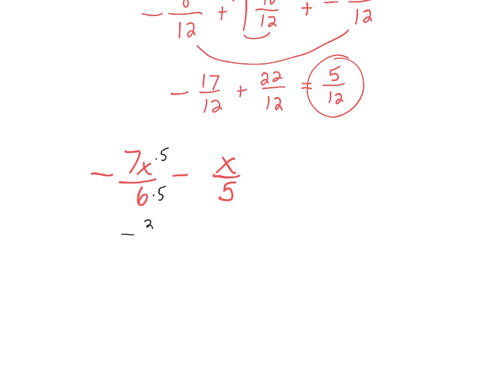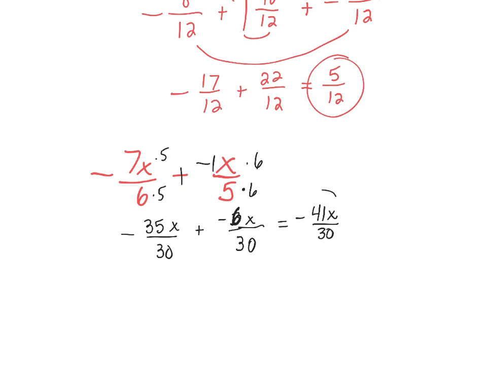So that's going to be negative 35x/30. I'm going to do keep change opposite. Multiply this by 6 and this by 6. And we get negative 6x/, oops, that's not a 6. Negative 6x/30. So what do we get when we add those together? Negative what? 41x/30? Okay, and that's our final answer. We do not make it a mixed number.